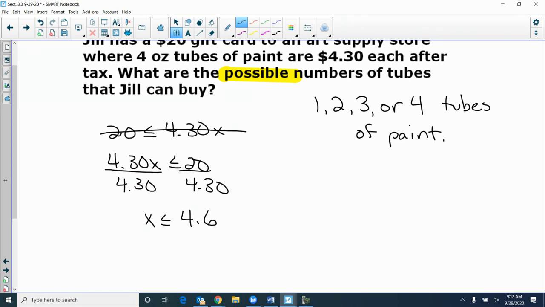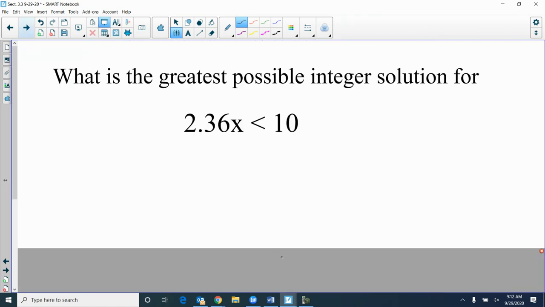All right, I do need to cover this last one. What is the greatest possible integer solution for this? Now, here's the issue with this one: a lot of you forget what an integer is. Here's integers. I'm gonna put this over here on the side. Integers are positive and negative whole numbers. So you can't have any decimals, you can't have any fractions. So what is the greatest possible integer solution for this one? Which of those numbers would work?